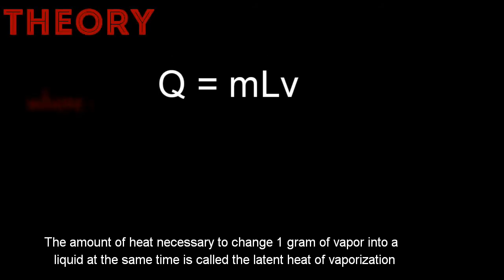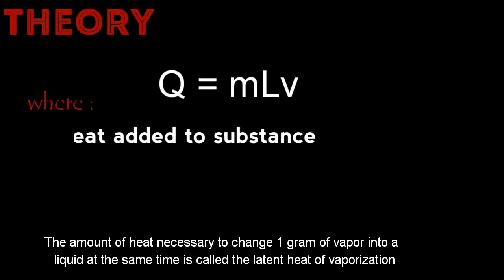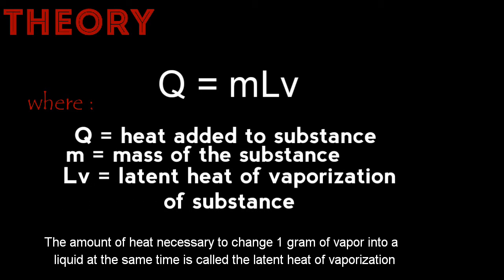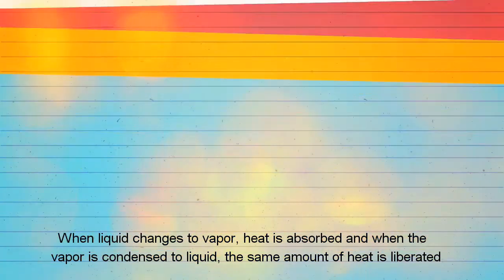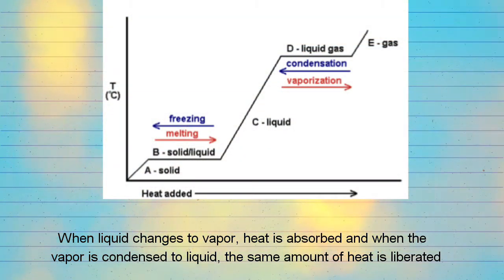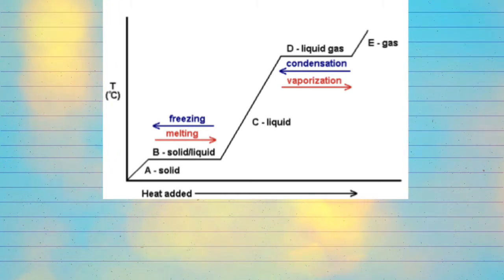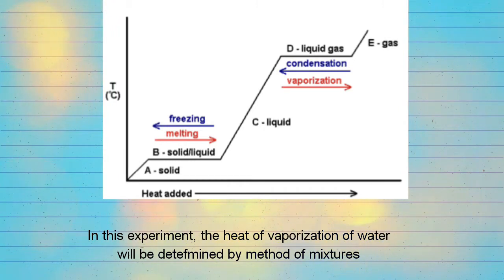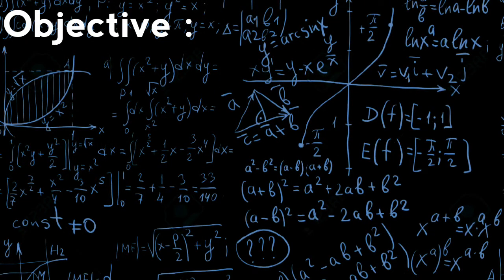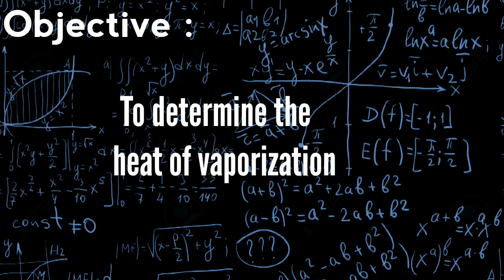The theory is the amount of heat necessary to change a gram of vapor into liquid at the same temperature is called the latent or hidden heat of vaporization. When liquid changes to vapor, heat is absorbed, and when the vapor is condensed to liquid, the same amount of heat is liberated. In this experiment, the heat of vaporization of water will be determined by method of mixtures. Our objective is to determine the heat of vaporization.